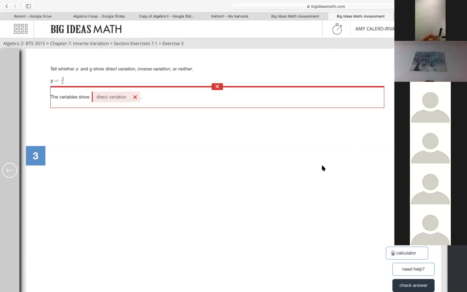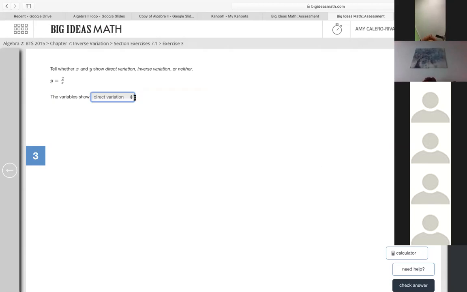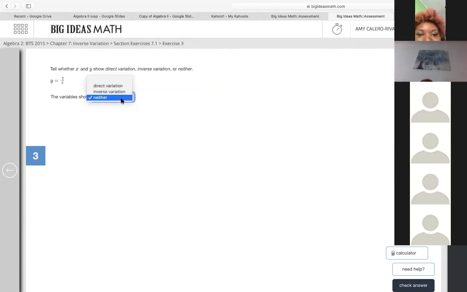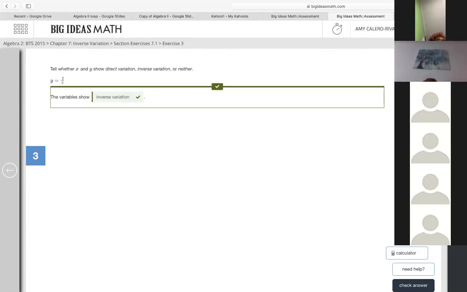What type of variation do you think this is, Hannah? I think it's neither. All right, let's try neither. So let's check our answer. So that's wrong too. So this is actually inverse variation, because do y'all see how the x is in the denominator? Anytime the x is in the denominator, it's inverse variation. So let's check our answer. Ding, ding, ding, we got a green. So now you know you got the right answer and you can move on, all right?